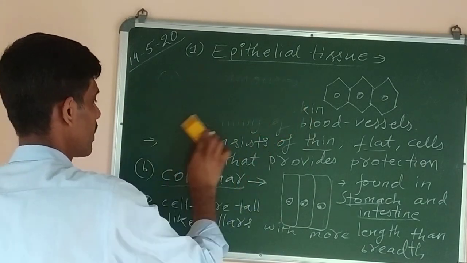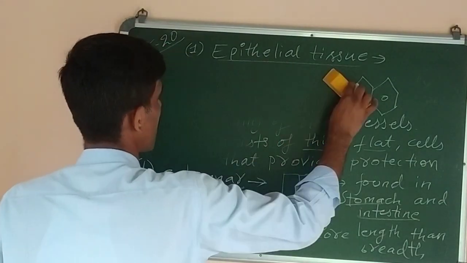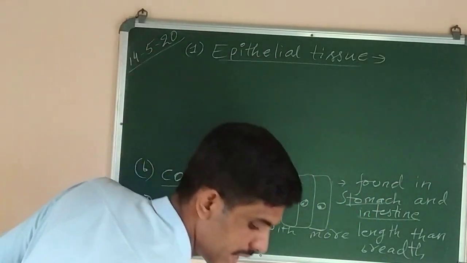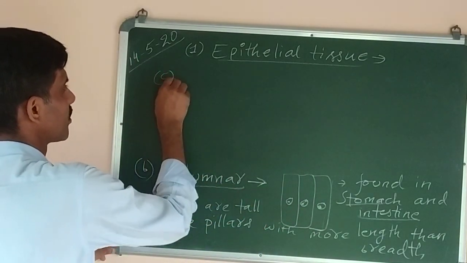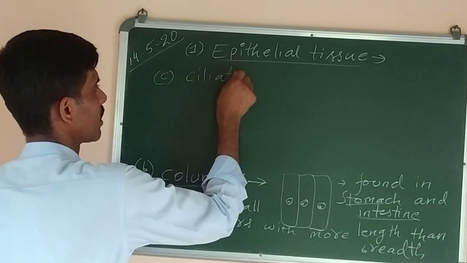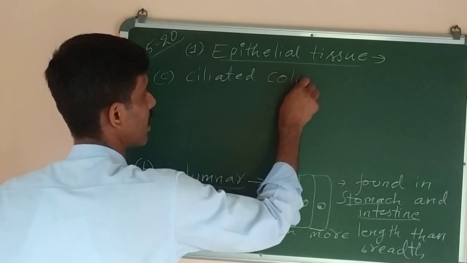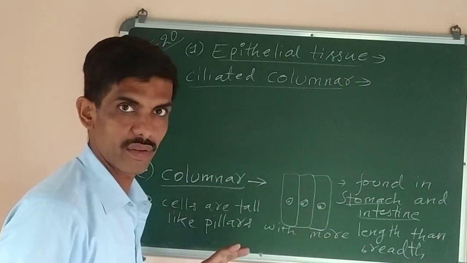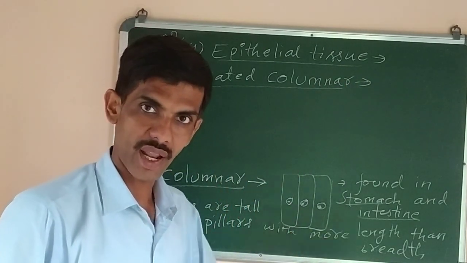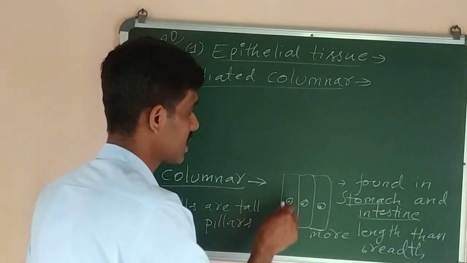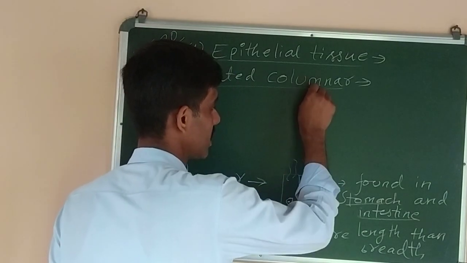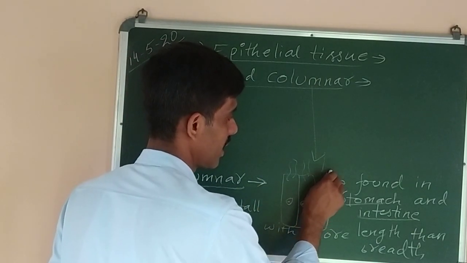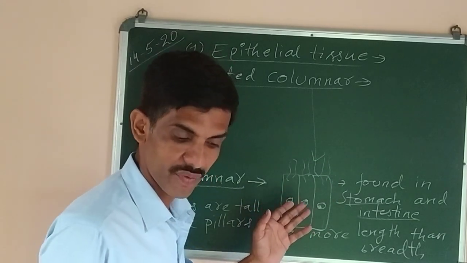So these two types of epithelial tissue already we have done. Now two more are left. The next one is ciliated columnar epithelium, number C. Ciliated columnar. Now, same like this one only. The shape of the cells are same, tall like columns or pillars with cilia at one end. Now see, this is the diagram of ciliated columnar epithelial tissue. So same diagram but with cilia at one end. That is called ciliated columnar epithelial tissue.